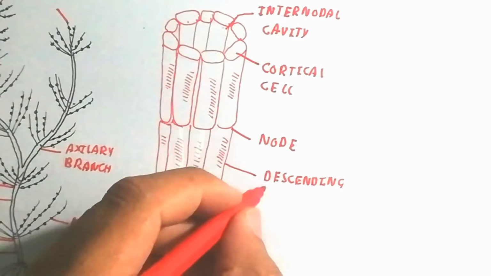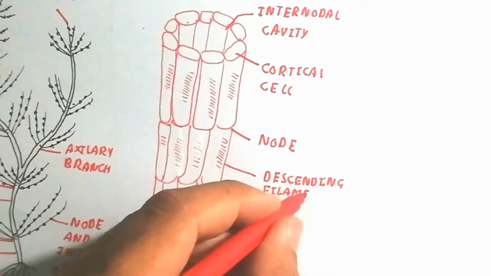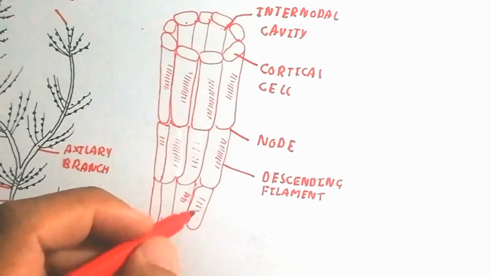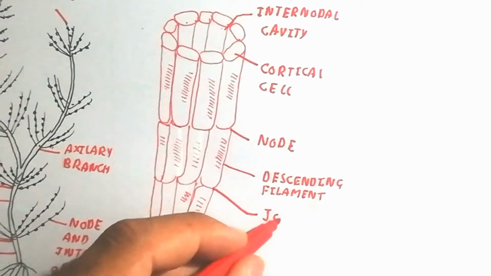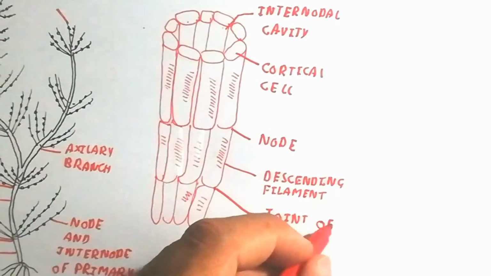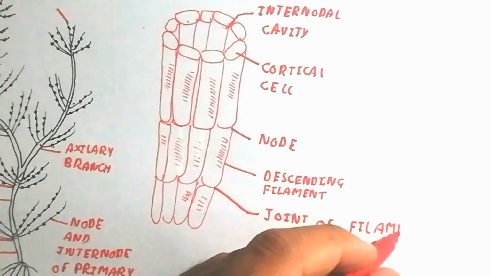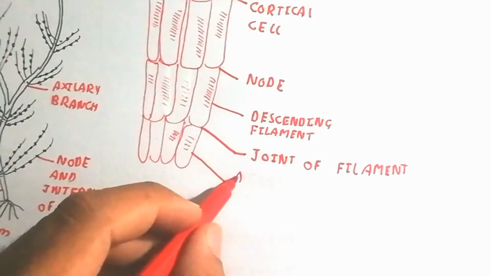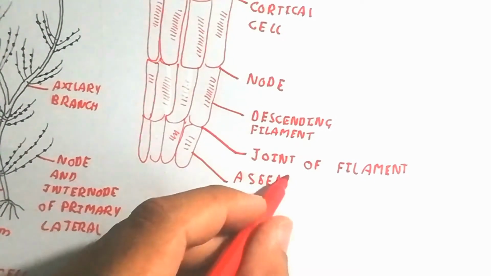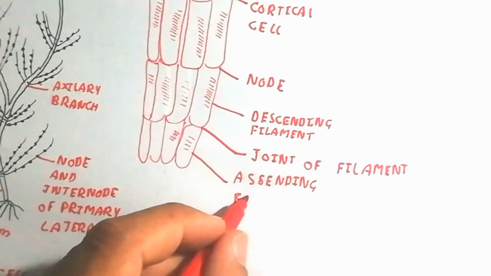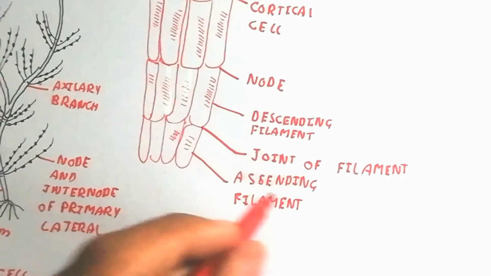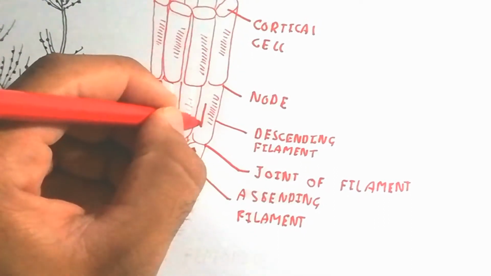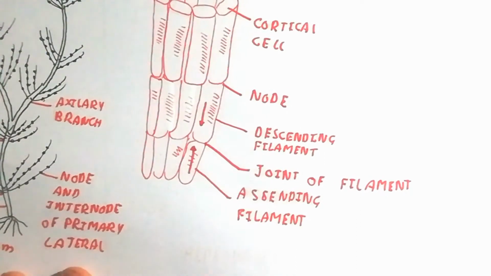And here is the descending filament. Because it goes from upward to downward, it is called descending. If it moves upward to downward, here is the joint of filaments. The movement of cells upward is known as the ascending filament. So that's ascending and descending according to the node. So here you can see.